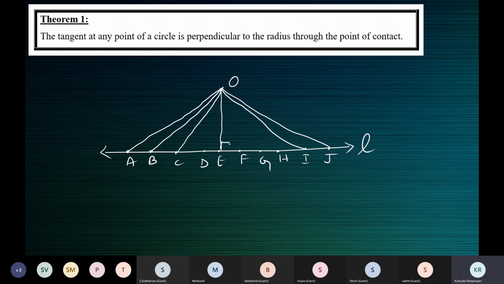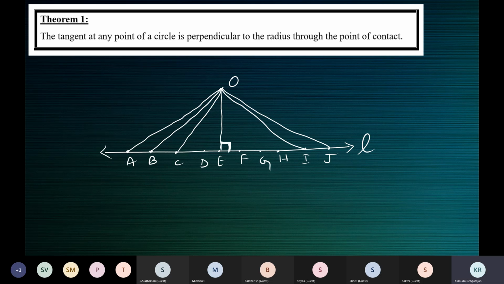Now, EO walks like this, and it so happens that EO is perpendicular to the line L. And the theorem says that EO is the shortest distance. The perpendicular distance is the shortest distance between a point and a line. The point is not lying on the line. The point is outside the line. The point O lies outside the line.